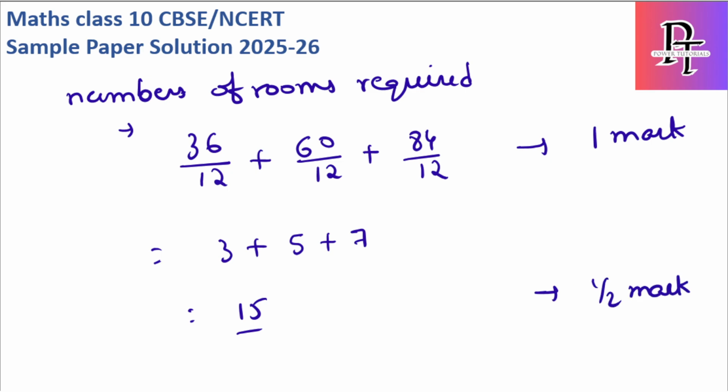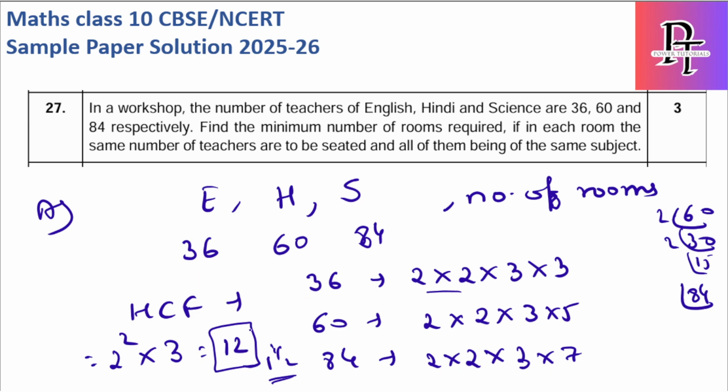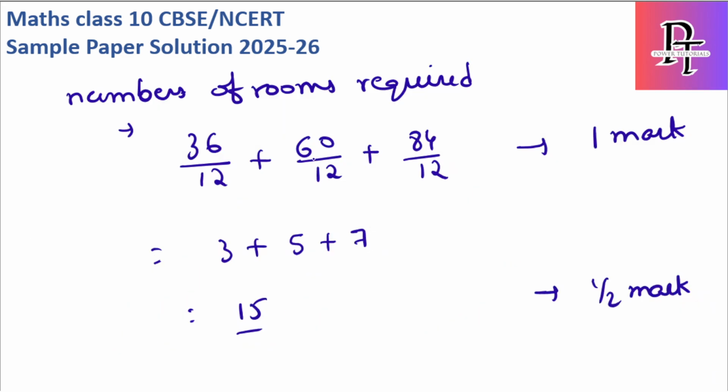If you follow all these steps, you will get 3 marks for this question, where HCF carries 1.5 marks, and for number of rooms required, you just divide each subject with the HCF value, which is 36 by 12 plus 60 by 12 plus 84 by 12, and it becomes 3 plus 5 plus 7, which is 15. If they ask you only for one subject, specific to English, then it will be 36 by 12, for Hindi it will be 60 by 12, for Science it will be 84 by 12. You can ask in that way also.